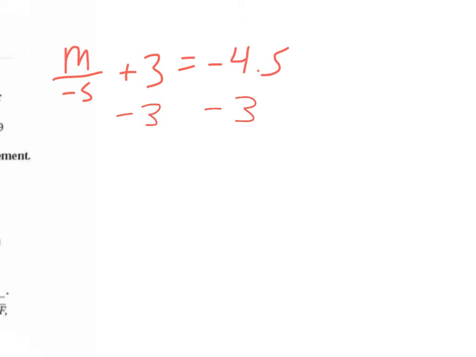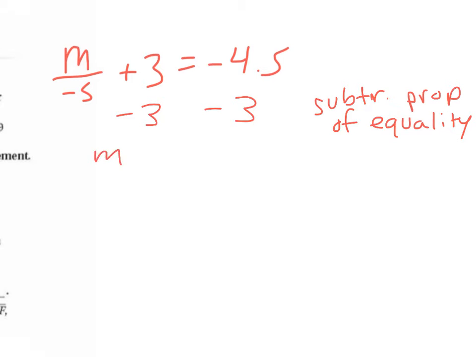And what would our justification for this step be? Subtraction property of equality. So now we get m over negative 5 is equal to negative 4.5. What can we do next? You mean negative 7.5? Oh, 7. Yes, you're right. Negative 7.5.